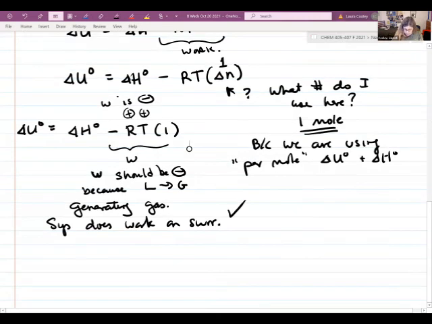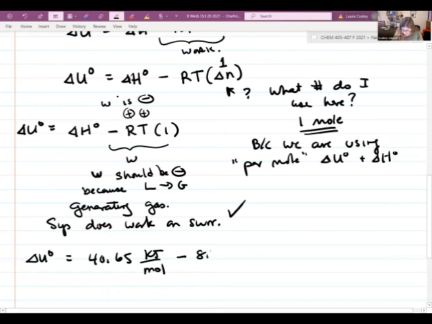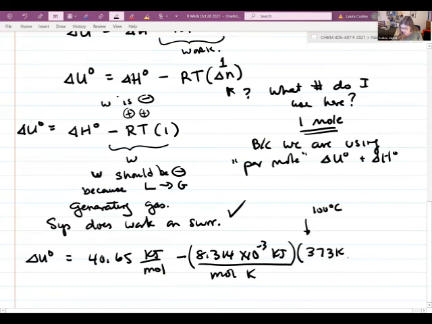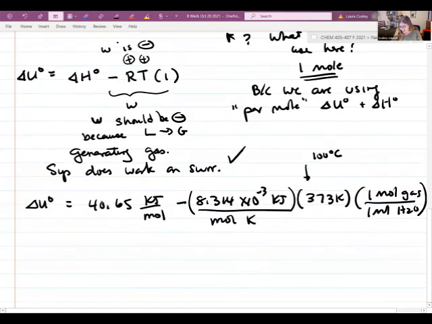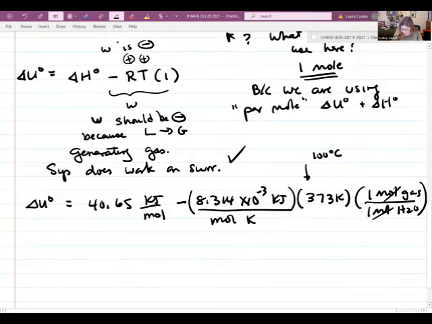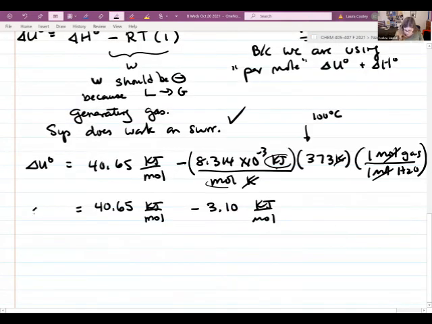So let's go back. What is our delta H zero? It is 40.65 kilojoules per mole minus 8.314 times 10 to the minus 3 kilojoules per mole Kelvin times, now here the temperature, that's 100 degrees C, it's 373 Kelvin, showed you that before. And this is 1 mole of gas generated per 1 mole of water vaporizing, okay? So again, those will cancel. And you'll end up with kilojoules per mole here, as you should. So this is 40.65 kilojoules per mole minus 3.10.